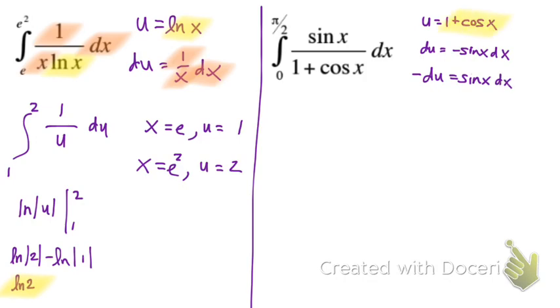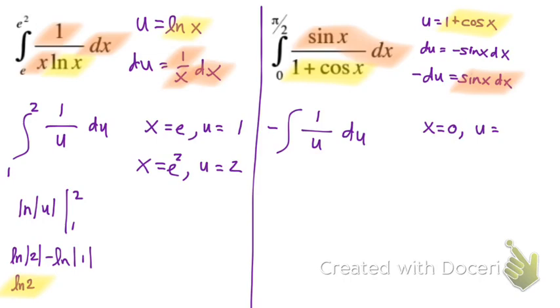If I do some highlighting to show you what gets taken away, the 1 plus cosine of x goes away, and sine of x dx gets replaced by negative du. So this becomes the negative integral of 1 over u du. My limits of integration, my lower limit is x equals 0. For u, that would be 1 plus cosine of 0. Cosine of 0 is equal to 1, so that would be 1 plus 1, which is 2. For my upper limit of integration, x equals pi over 2. U would be 1 plus cosine of pi over 2, and cosine of pi over 2 is equal to 0, so that would be 1 plus 0, which is 1. So my limits of integration are from 2 to 1.